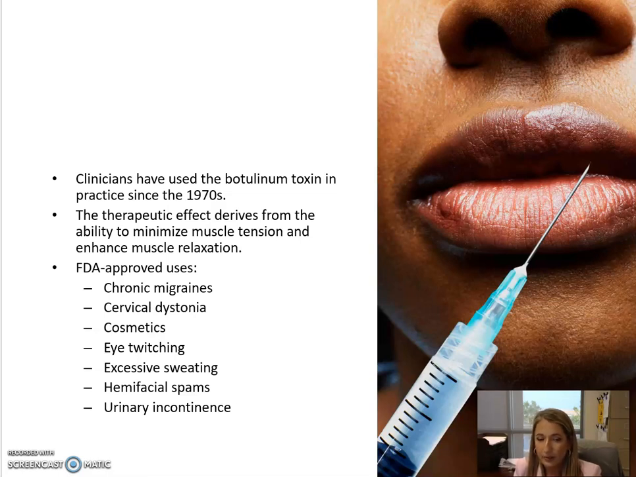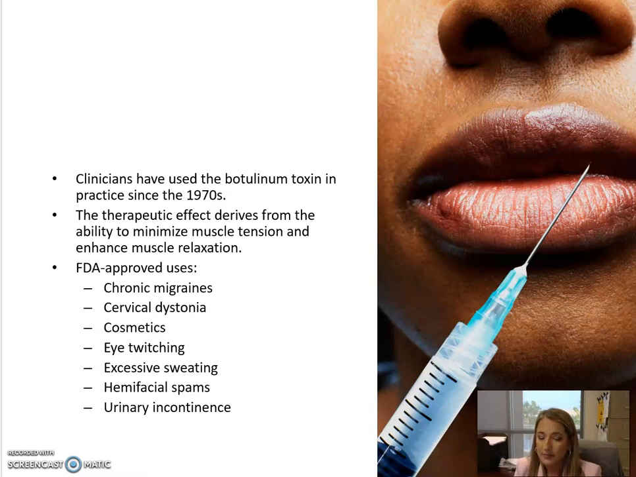But it's been used to help individuals with migraines, and cervical dystonia, which is individuals who have essentially muscle spasms in the neck region. It can help there as well to relax those muscles. You've probably heard that it can be used cosmetically. This is where you hear something like Botox injections, where the botulinum toxin is injected into the face, and it relaxes muscles to allow for a smoothing of the skin and reduce fine lines and wrinkles. It's been helpful for sweating, urinary incontinence, all different types of things.